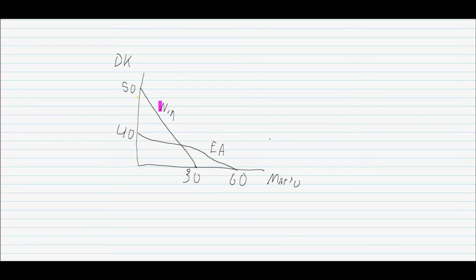So let's color code these. Nintendo and EA. To find the Mario games, look at EA's curve. It hits 40 and 60. So EA makes 60 Mario games. On the other hand, Nintendo, look at its curve, makes 30. Now let's look on the left side with the Donkey Kong games. EA's curve hits the 40, so EA makes 40, while Nintendo's curve hits the 50. Nintendo makes 50 Donkey Kong games.